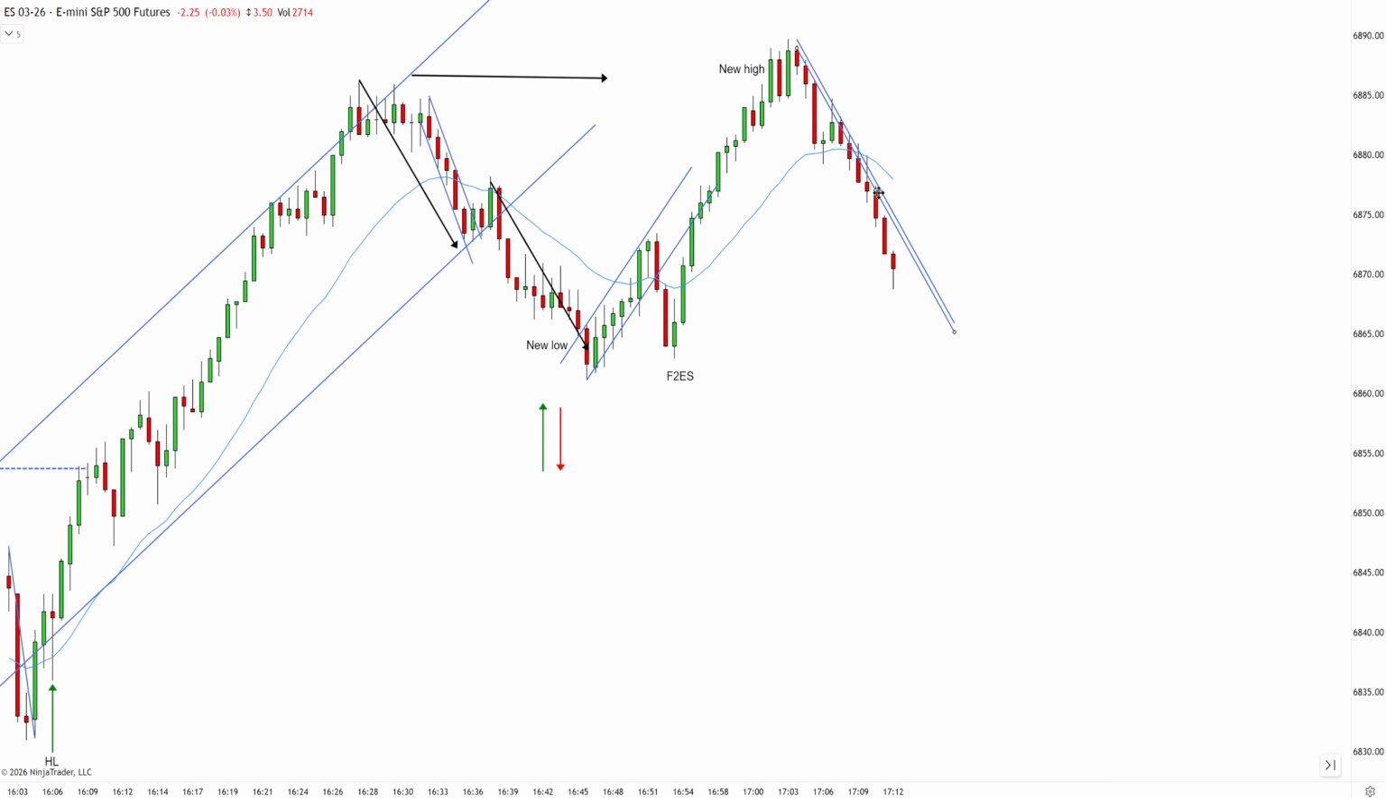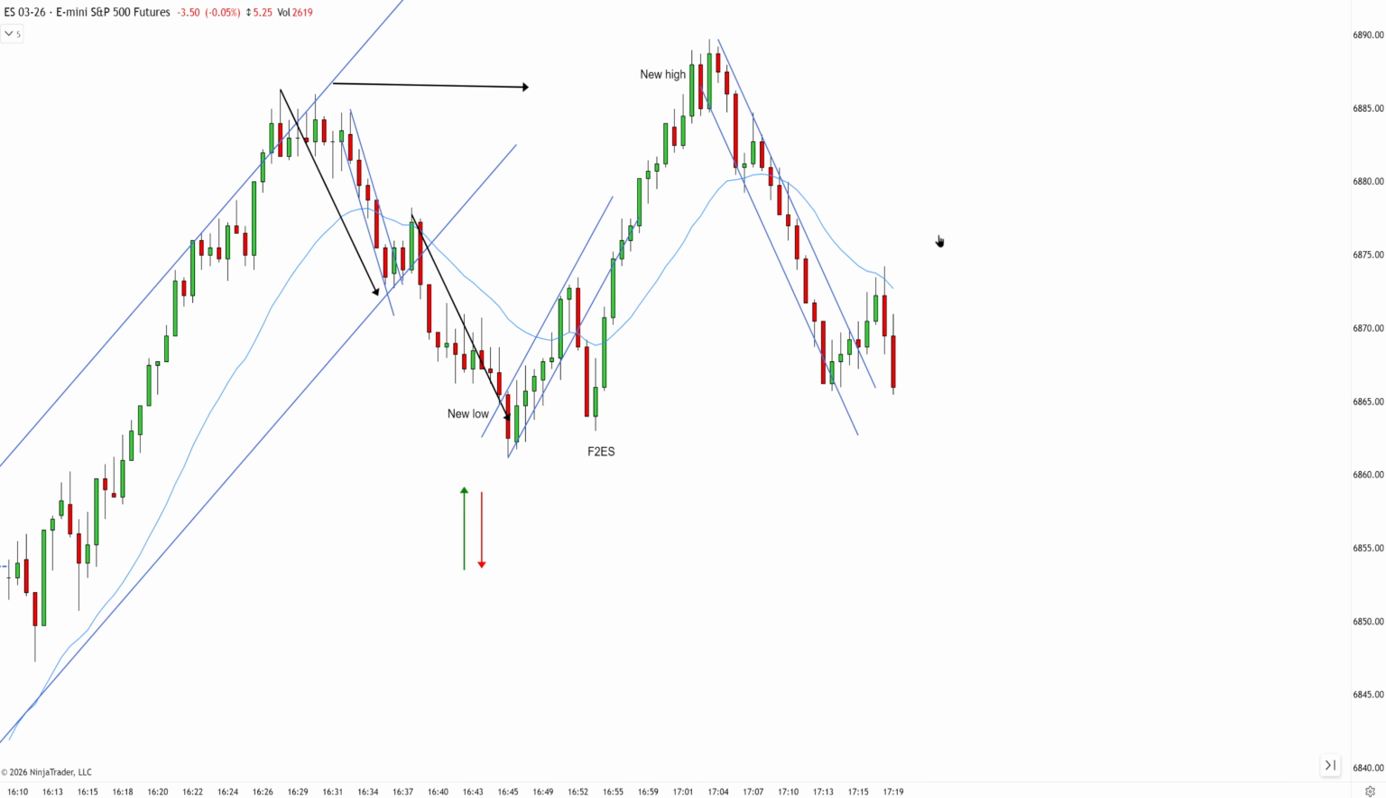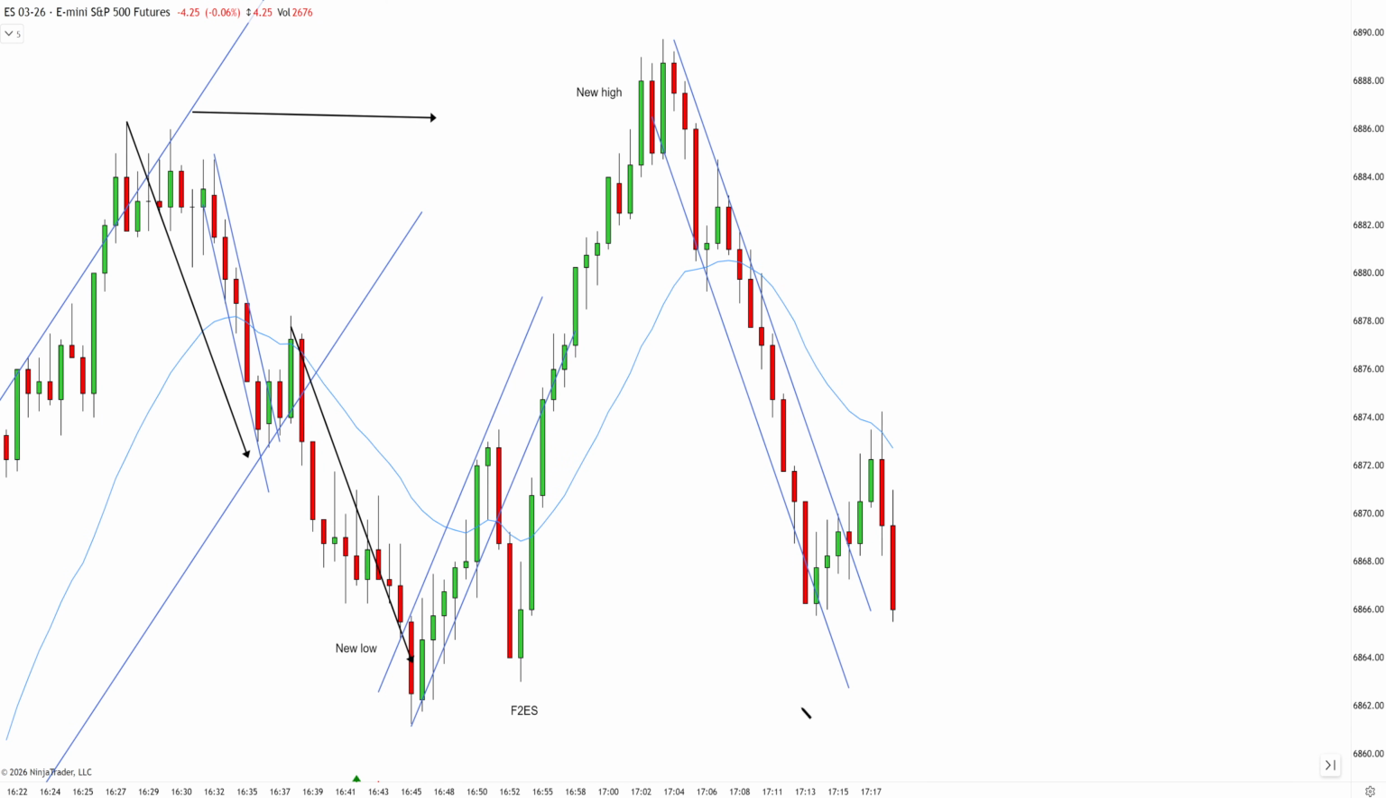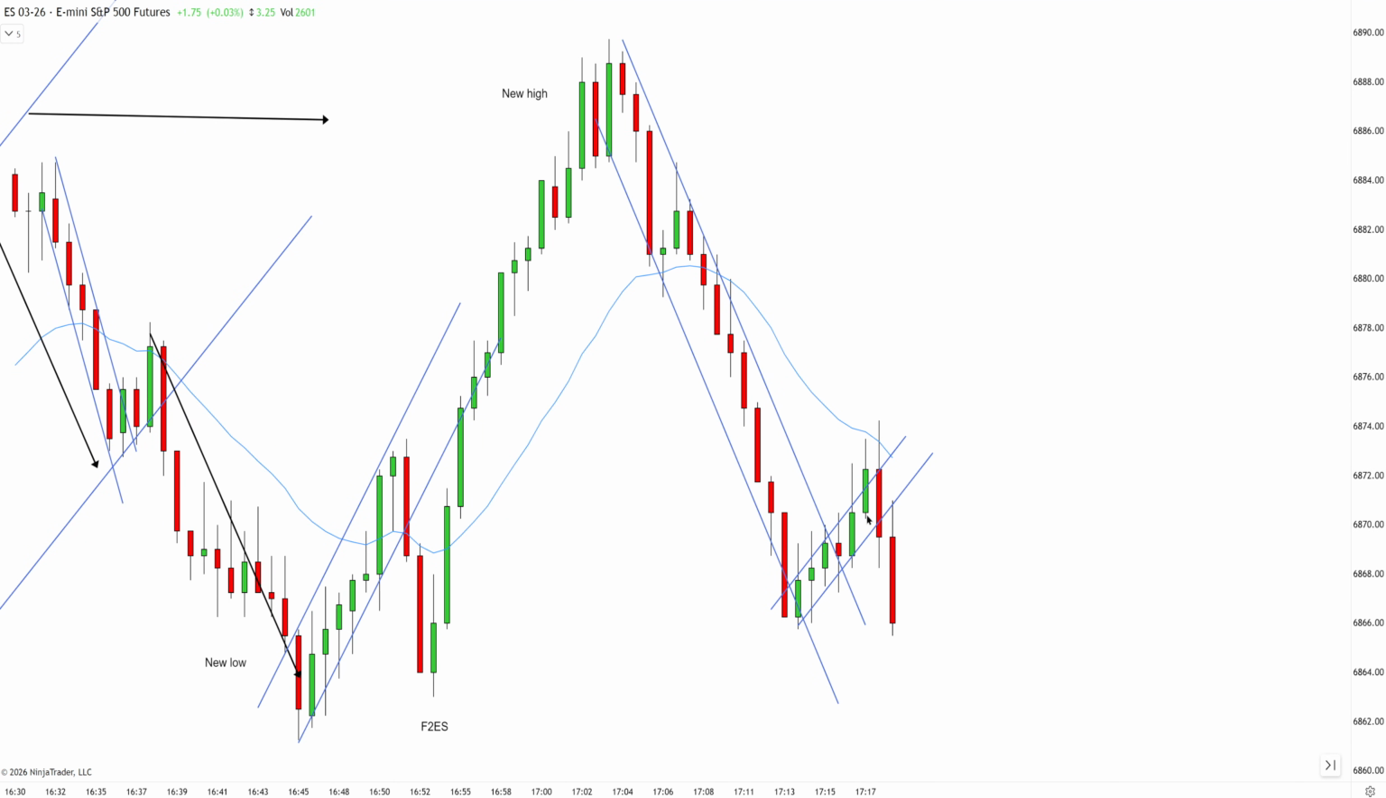I'm going to redraw the bearish correction. Let me see. Okay, I have a new low, first entry short, second entry short, but I kind of have to draw a trend like this. Especially it looks like I have a mini overshoot as well, so I was looking for a lower high here.